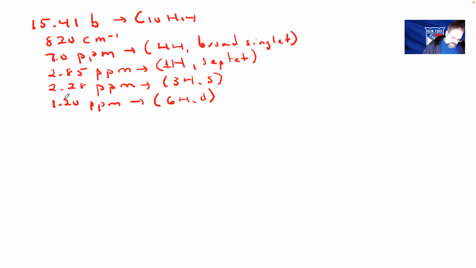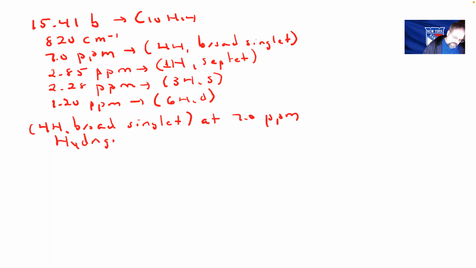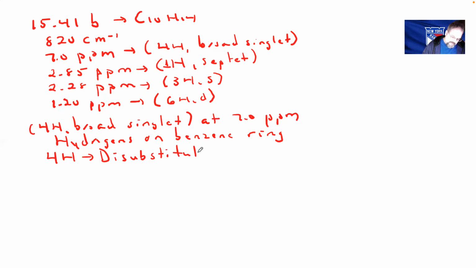All right. So again, let's start with the 4 hydrogen broad singlet at 7.0 parts per million. This peak speaks to the hydrogens on the benzene ring, because the only types of hydrogens that give rise to a peak or peaks in the range of 6.5 to 8.5 parts per million are those that are attached to a benzene ring. Now, the 4H in this range indicates that there are 4 hydrogens on the benzene ring, which means that the benzene ring is di-substituted.